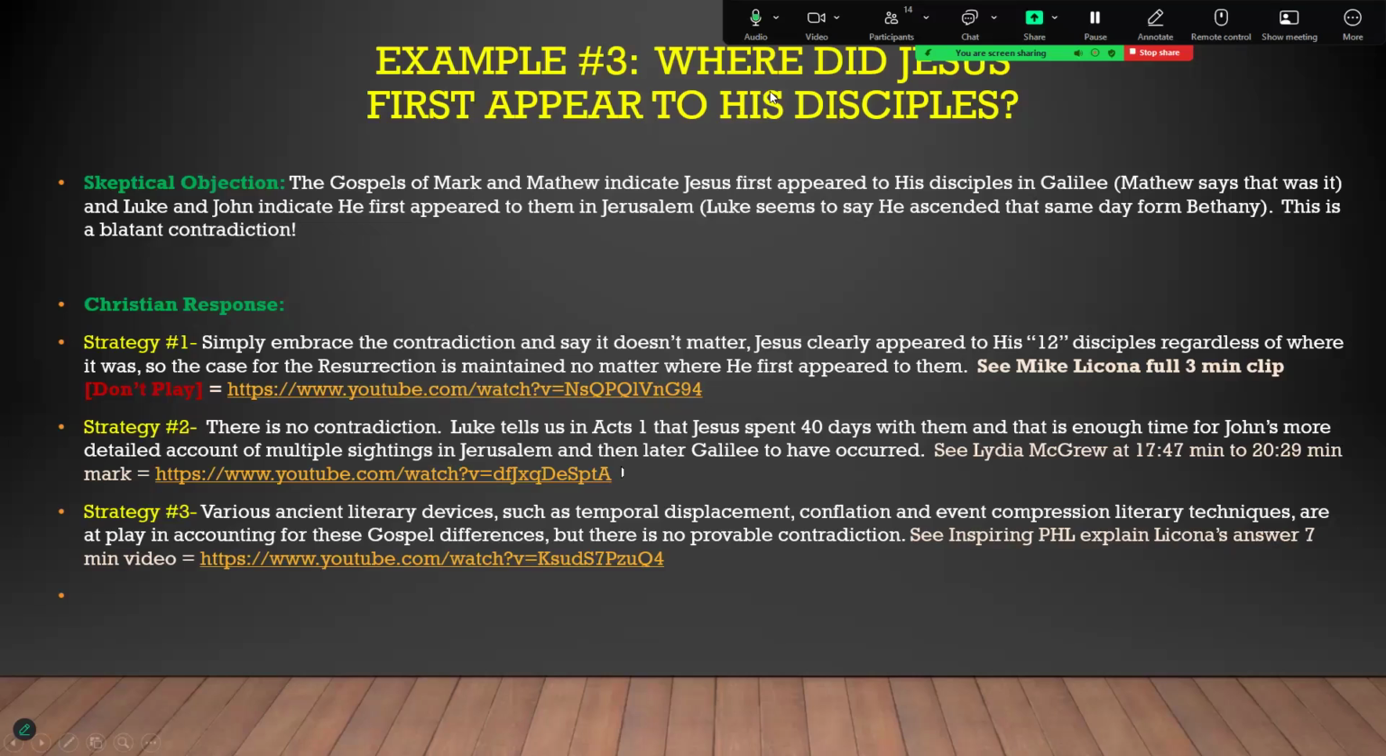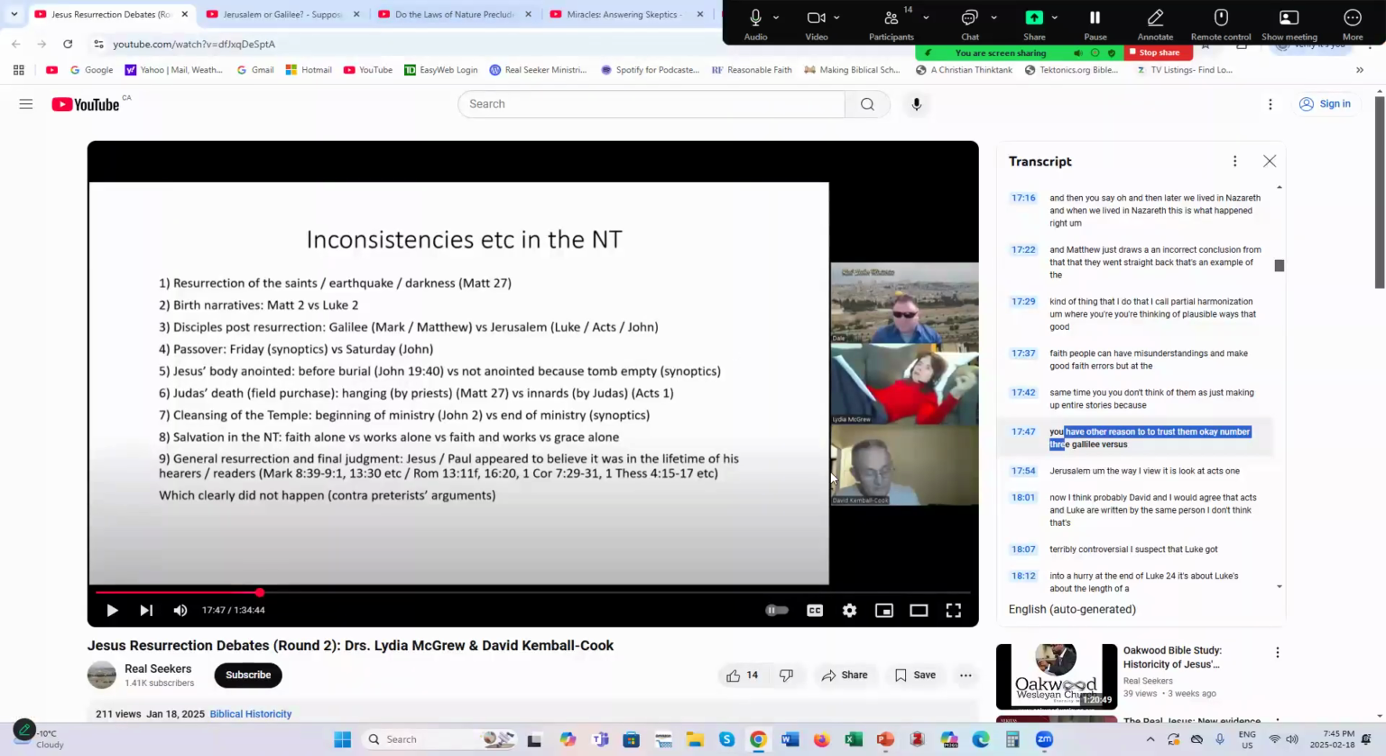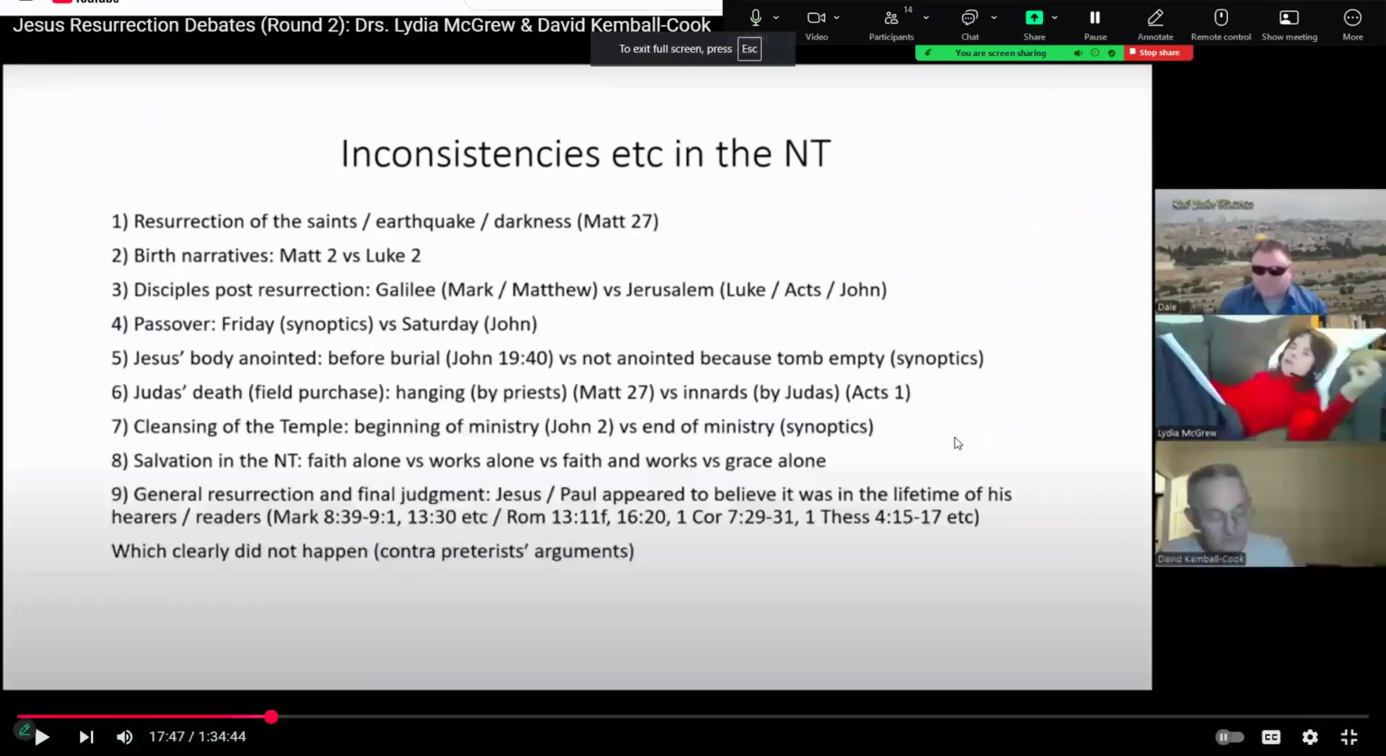So this is basically what skeptics say: where did Jesus appear? Because the Gospel of Mark and Matthew appear to contradict Luke and John. Did Jesus first appear to the disciples in Galilee, or did they first appear in Jerusalem? And here's Lydia McGrew giving her answer, and very much in an inerrant sense. So let me just show that so you can see how here she is, Dr. Lydia McGrew.